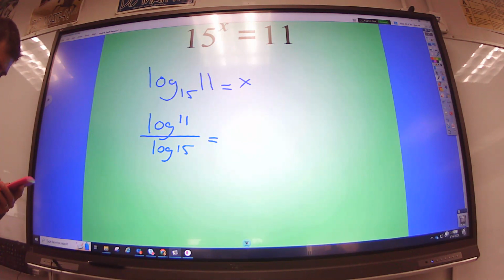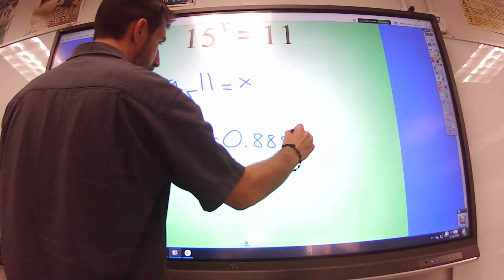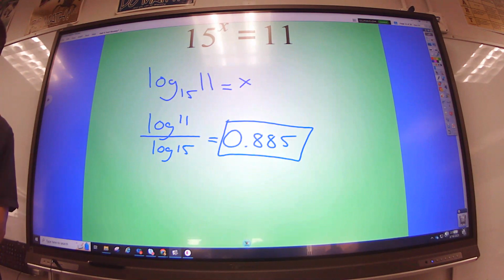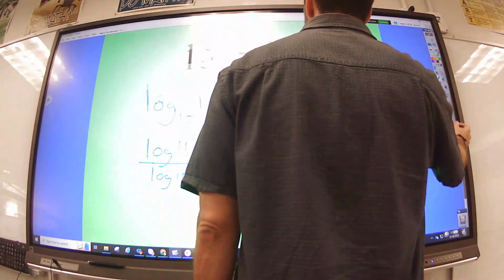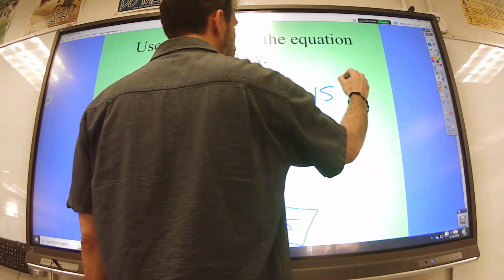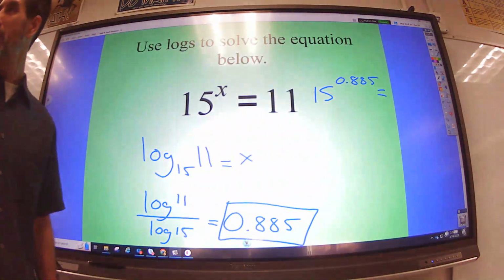Now, how can I check my work? Plug back into the original equation. So you do 15 raised to the 0.885 power, and I should get 11, right? Plug it in your calculator, and you will. I don't know what I did wrong. This is the hard one you've been asking for. Are you guys ready?